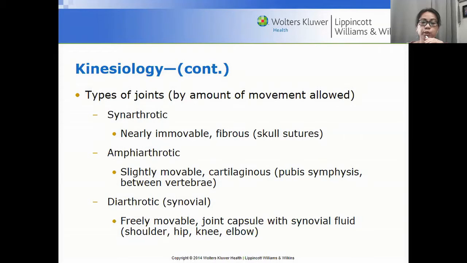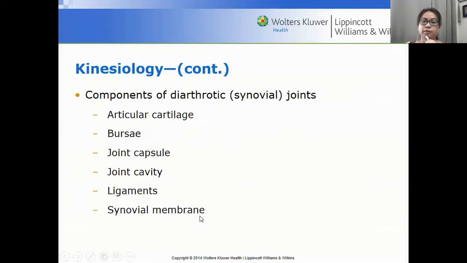The amphiarthrotic, the slightly movable, cartilaginous joints, like the pubic symphysis and those in between the vertebrae of your body. And the diarthrotic, which is the synovial, freely movable joints, with capsules with synovial fluid, such as the shoulders, hip, knee, and elbow. So this is what you call diarthrotic, which are very common in movements. Those joints that don't require movement include the skull structures and so on.